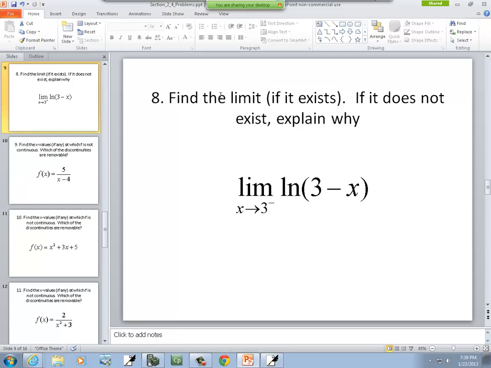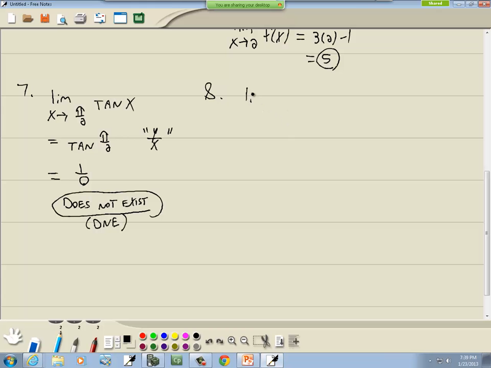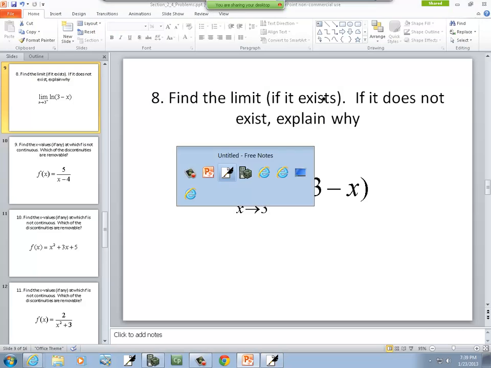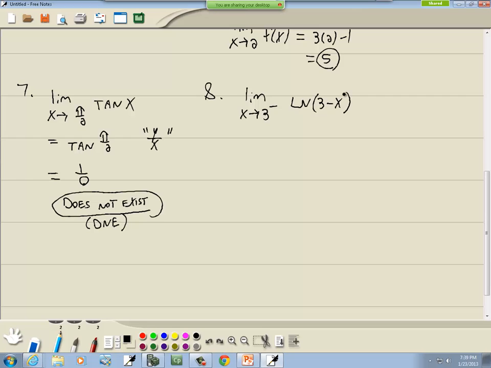Okay, let's look at the next one. Limit as x approaches 3 from the left-hand side of natural log of 3 minus x. Now this is another one. If I put 3 in here, 3 minus 3 is 0. You can't have log of 0. But let's graph this and see what it looks like. So we're going to do natural log of 3 minus x.